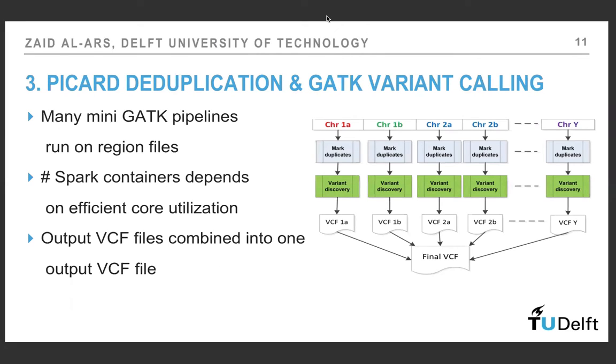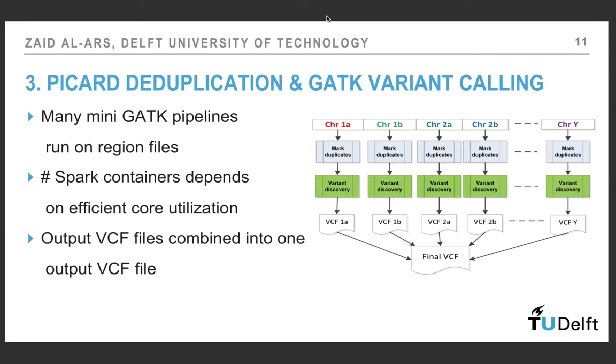The final stage is the Picard and GATK variant calling stage. In this stage, many mini GATK pipelines are created and executed on the different cluster nodes. Each one of these GATK pipelines analyzes one of the chromosomal region files that have been created in the previous stage. This enables utilizing the different nodes in the cluster and parallelizing the execution.